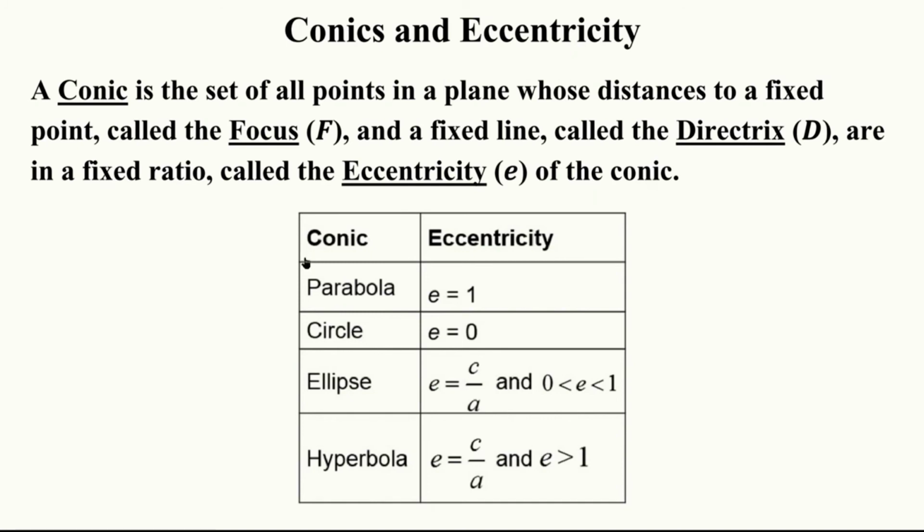Now, as it turns out, a parabola will have eccentricity exactly 1. The eccentricity of a circle is 0. For an ellipse, it's some quantity between 0 and 1. And for a hyperbola, it's some value greater than 1. This will all make sense in a minute when we get into a little bit more detail. But I just wanted to show you that one of the ways that you can have a universal definition for all conics is using this quantity called eccentricity.